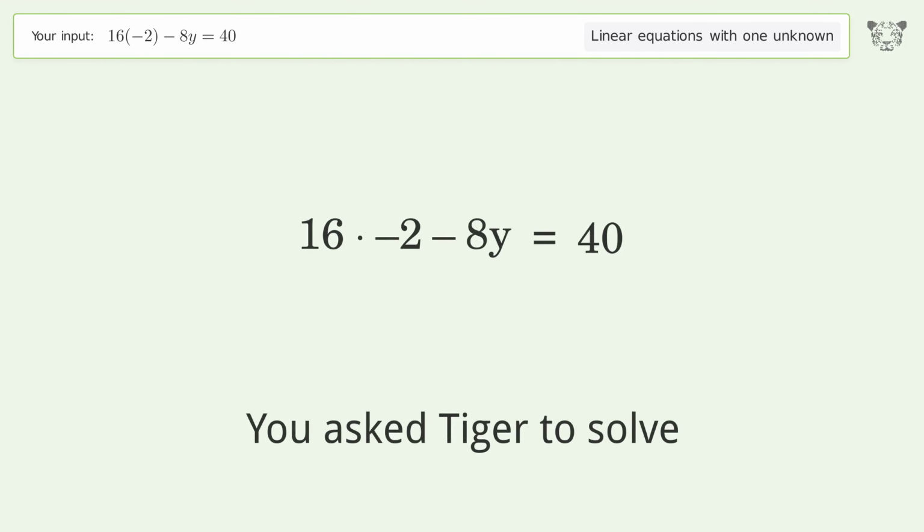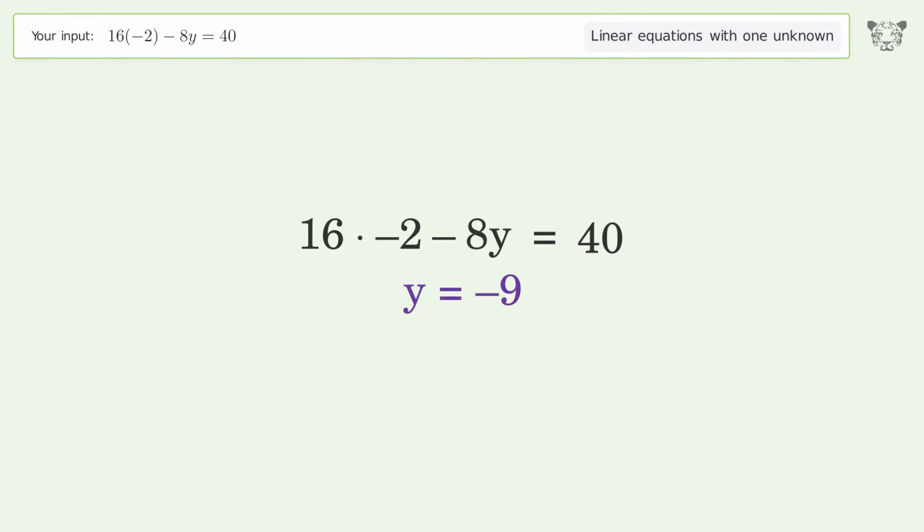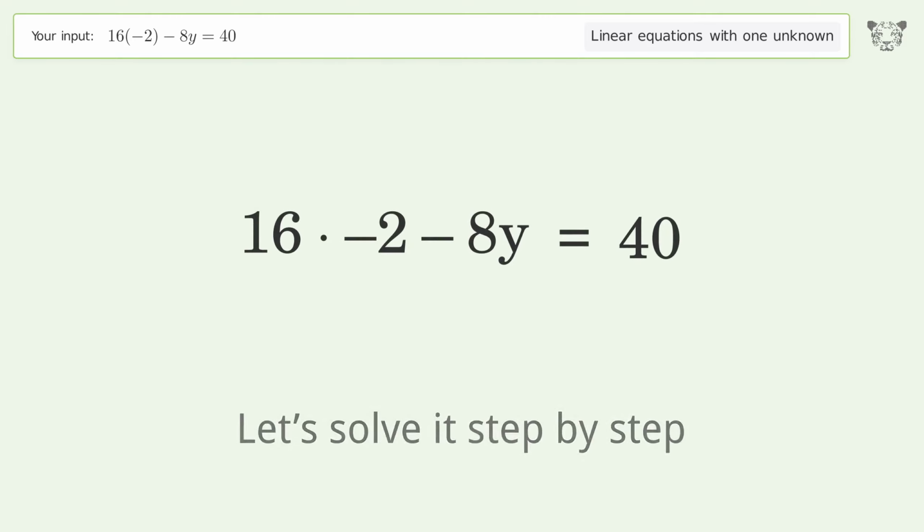You ask Tiger to solve. This deals with linear equations with one unknown. The final result is y equals negative 9. Let's solve it step by step.